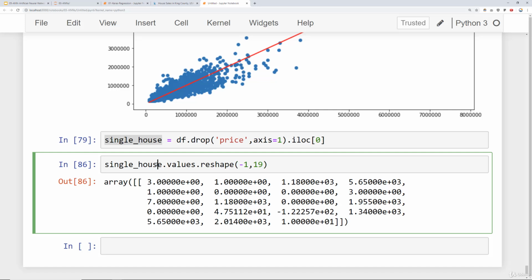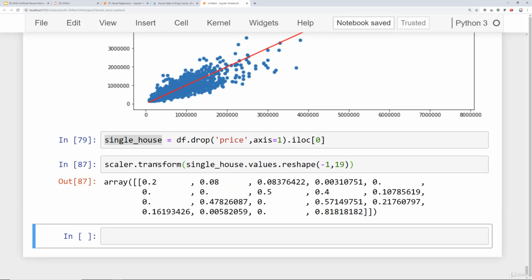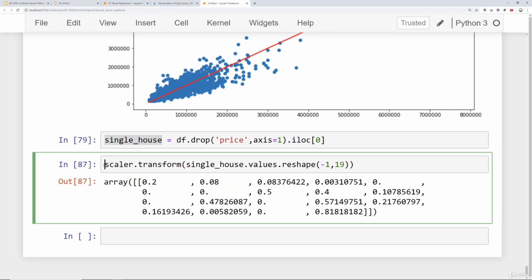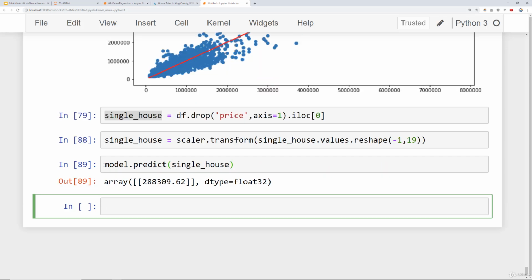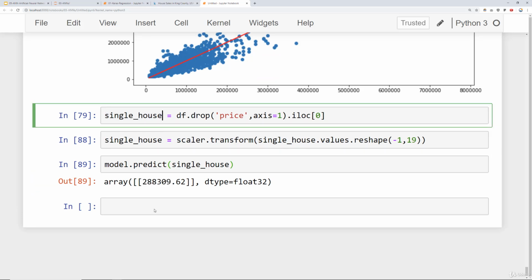So now that I have it in the correct shape, I should be able to say scaler.transform on this, and now I have the scaled versions of everything. And now we'll reset this to be our single house. So now that I have my single house, I'll say model.predict on my single house, run this, and now I have the predicted price that this will sell at.